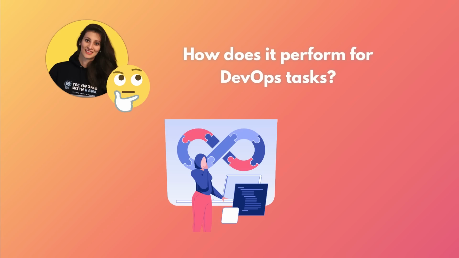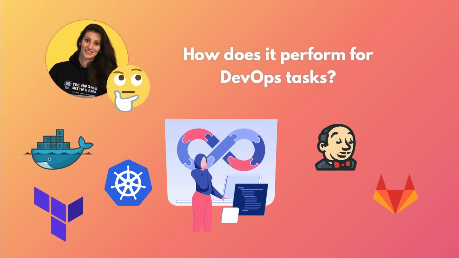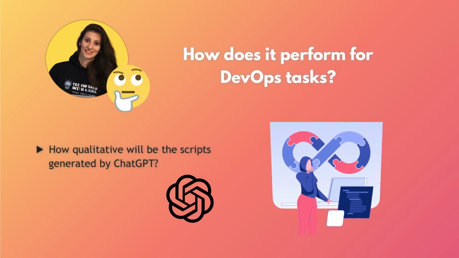So the question is, can we get really useful output from it and get scripts and configuration code for different DevOps tasks? And basically, how qualitative will be the code or scripts for DevOps tasks that ChatGPT is going to produce? And that's exactly what we're going to see in the next section. And with this, let's dive right into the demo part and try out ChatGPT for DevOps.